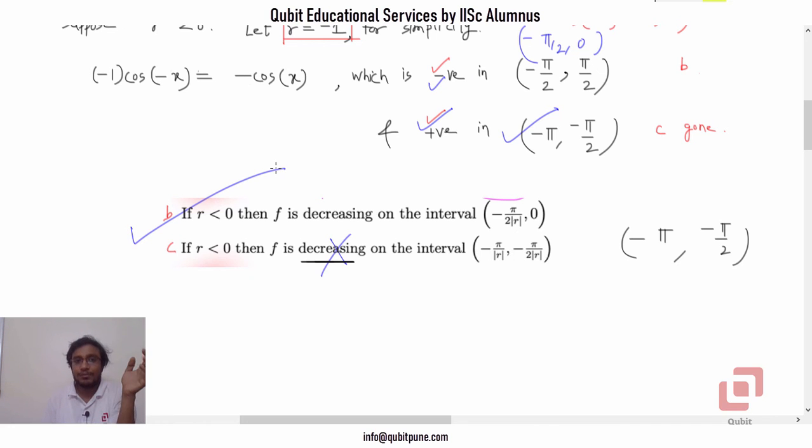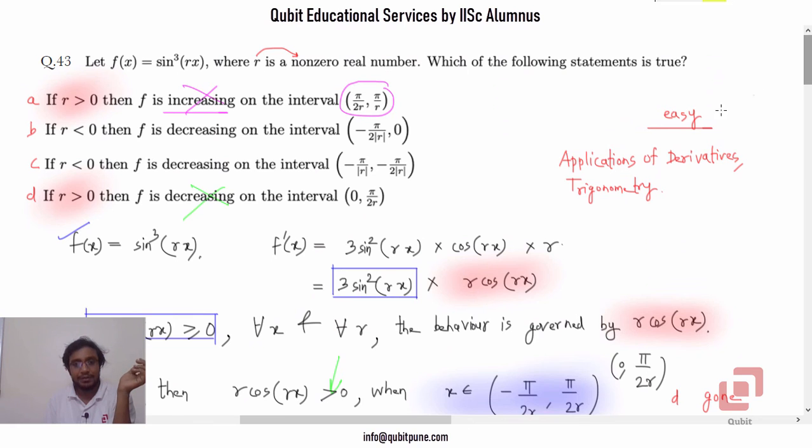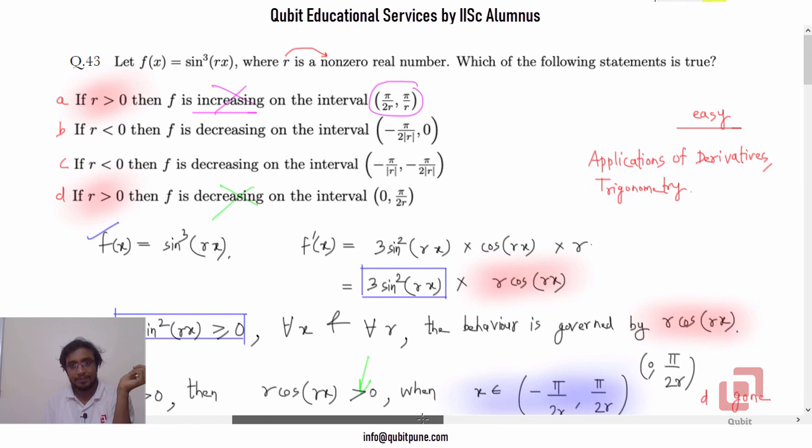Now let me also provide you the graphical explanation to this. Okay, f of x is equal to sine cube rx. We will first discuss the situations A and D. We'll keep r positive. You keep an eye on the intervals 0 to pi by 2r and pi by 2r to pi by r.